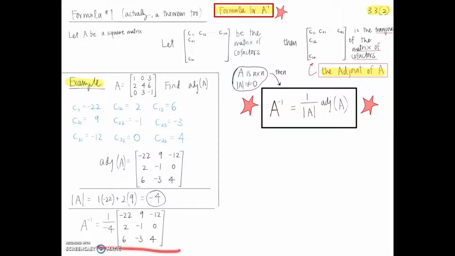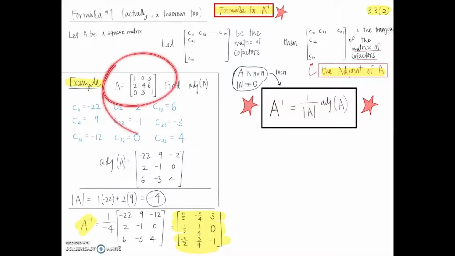And you could leave it like this. We have found the inverse, or you could multiply that 1 over -4, that -1/4, through each element and find just the one matrix without any coefficient out front. So here it is. Here is A inverse from this original matrix A, using the determinant, the adjoint, and this formula for A inverse.